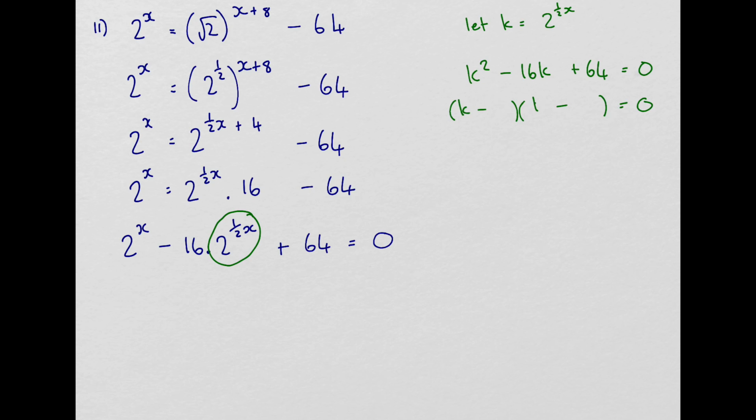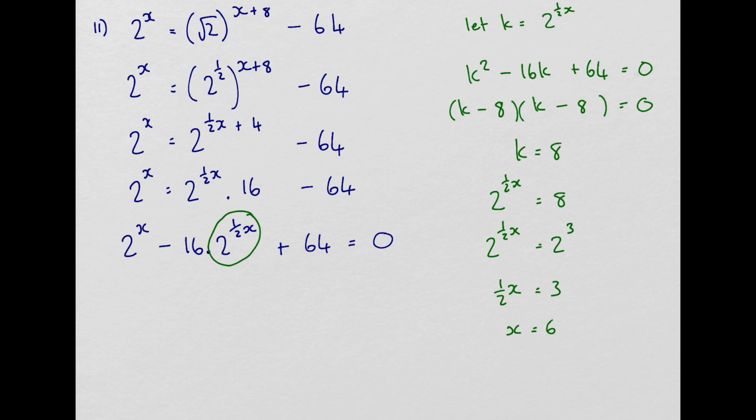So we have k squared, the square root of k squared is k, and then you need factors of 64, two negative factors that will give us negative 16, and that's obviously 8. So negative 8 minus 8 is equal to negative 16. That's your outers and inners, and then negative 8 times negative 8 is positive 64. So we actually only have one solution here, and that's k is equal to 8. And because k is equal to 2 to the half x is equal to 8, we can now make the base on the right 2 to the 3. Now the bases are the same, so a half x equals 3, and then 3 divided by a half is equal to 6.